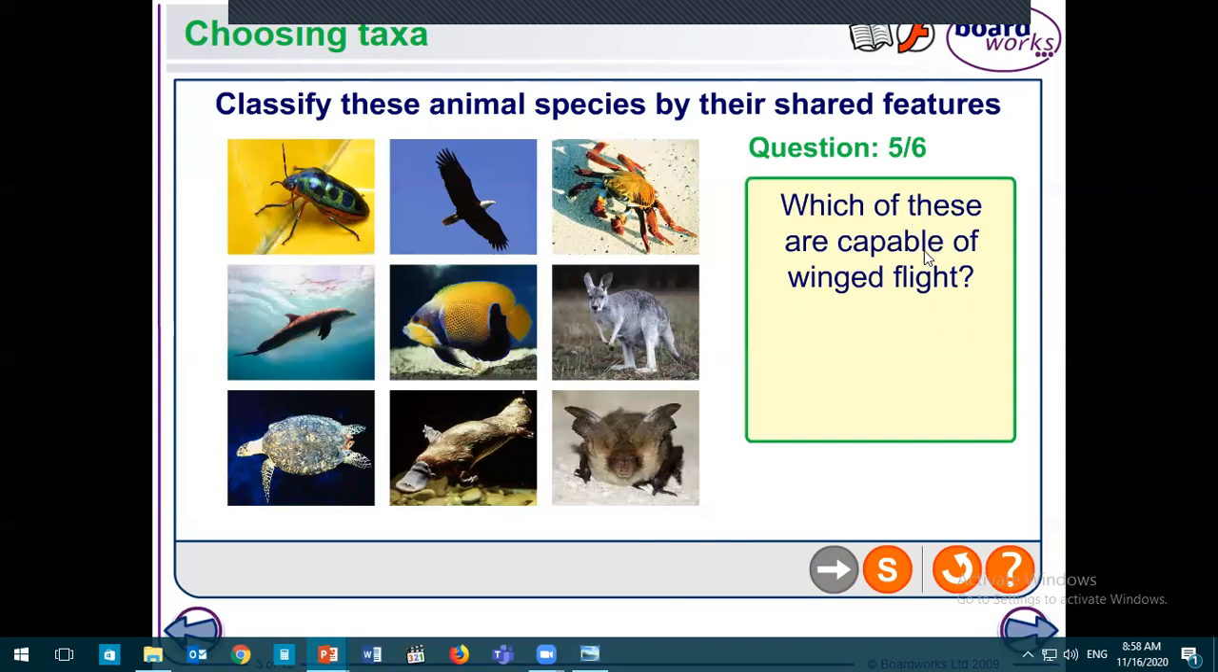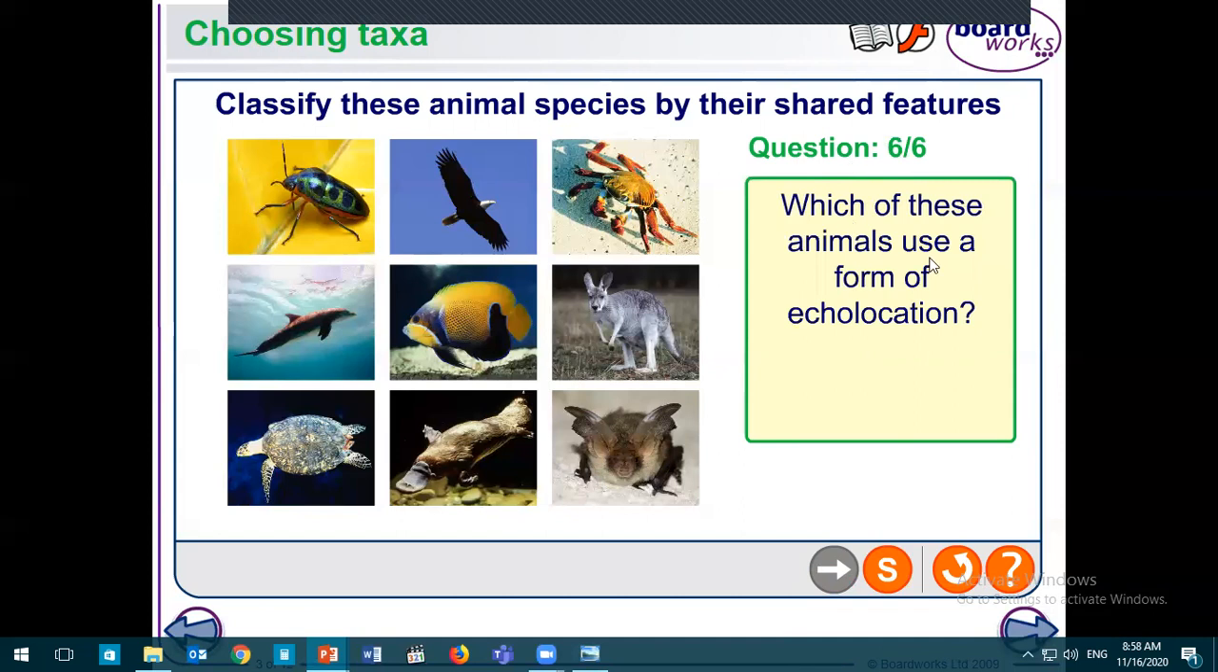Which of these are capable of winged flight? Eagles, yes. Only eagles? Only eagles can fly? The thing under the kangaroo. This is a bat. The bug, yes. And this is right. Yes. Thank you.